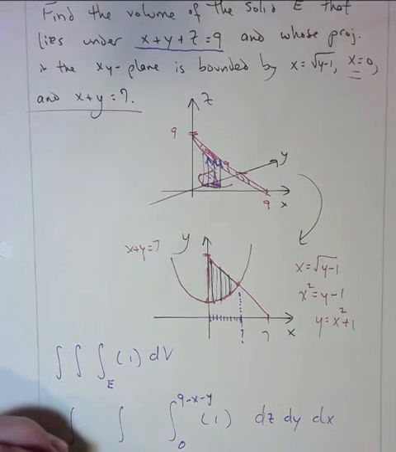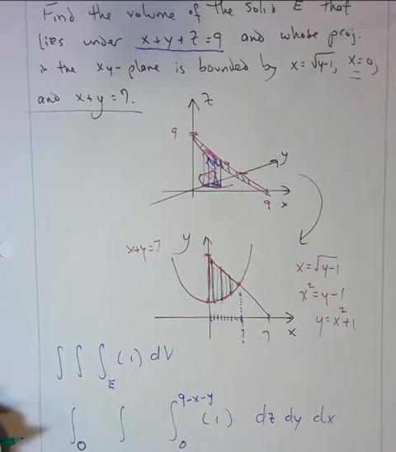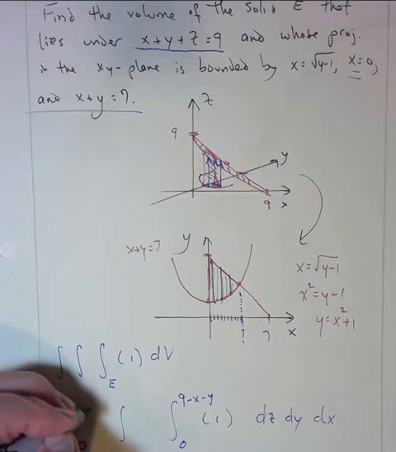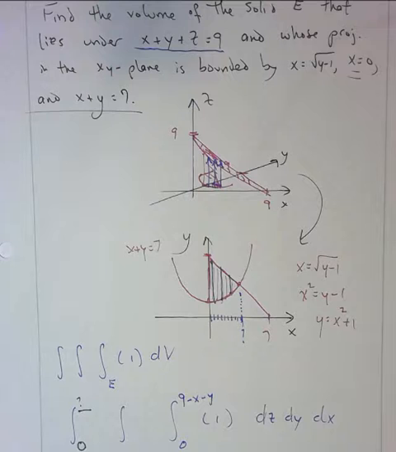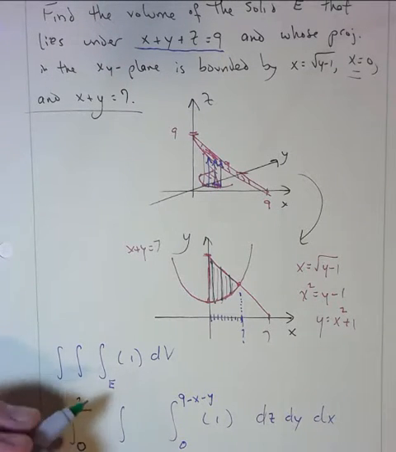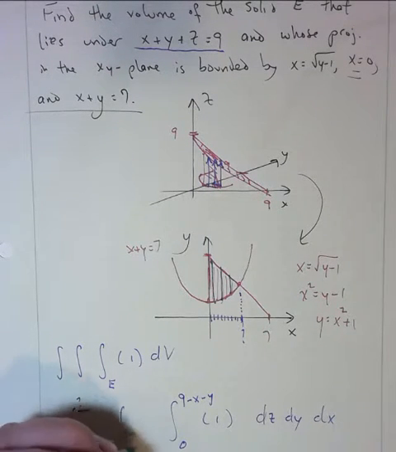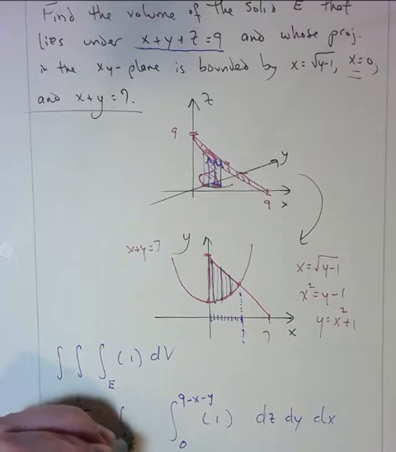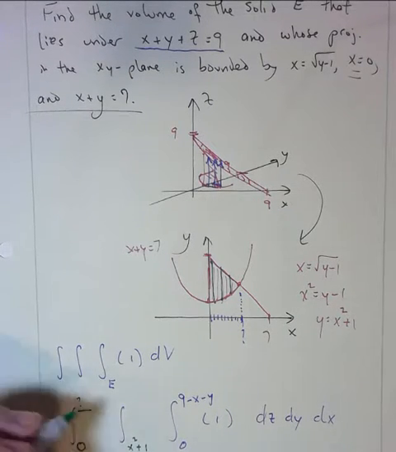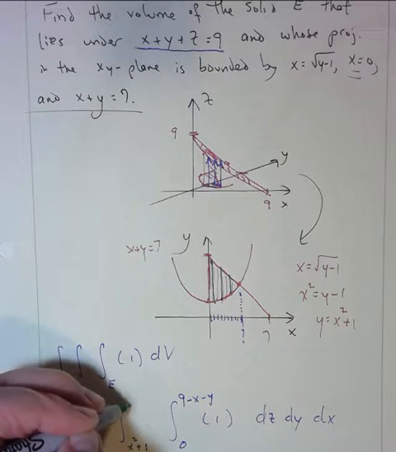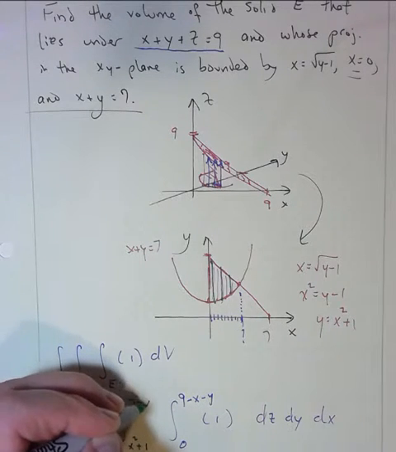Which means that if we start at x equals 0 and march out to x equals a number to be determined later, then the region begins at the parabola, which is y equals x squared plus 1, and it goes up to the line, which is x plus y is 7, or y equals 7 minus x.